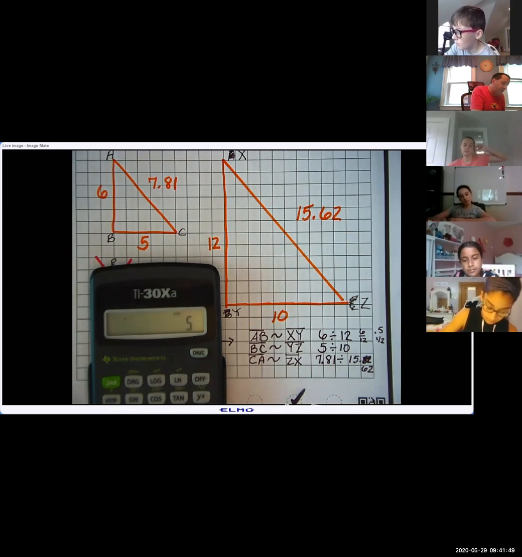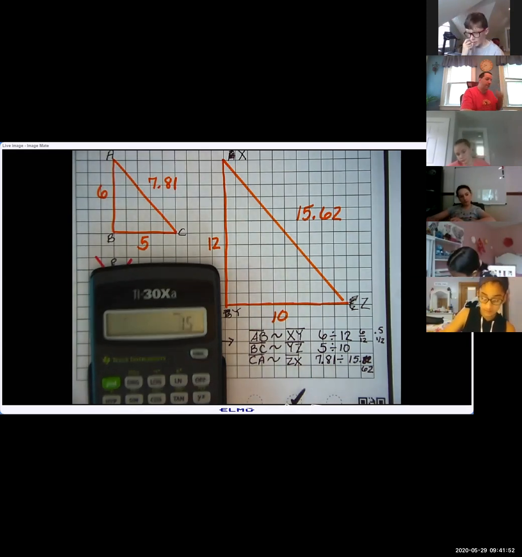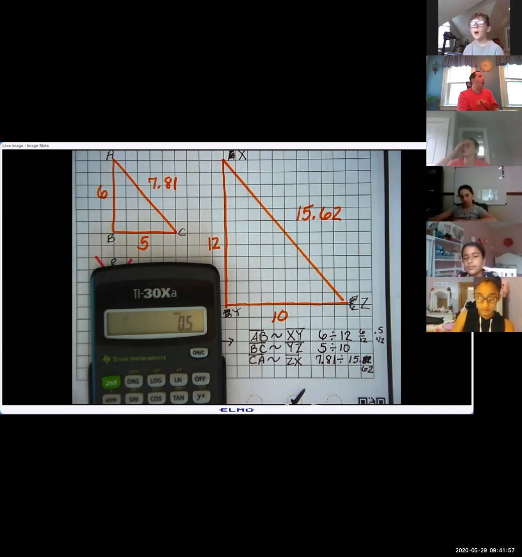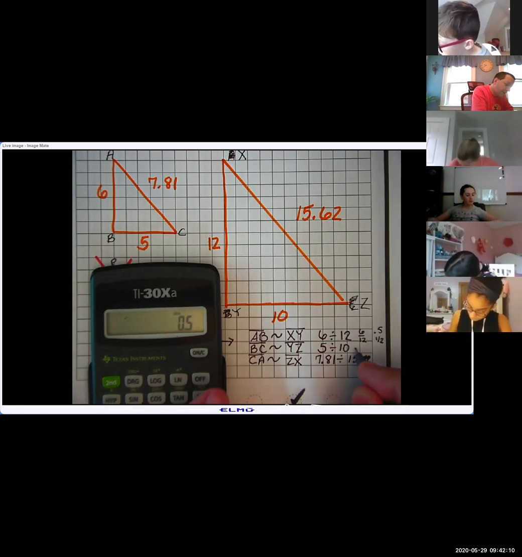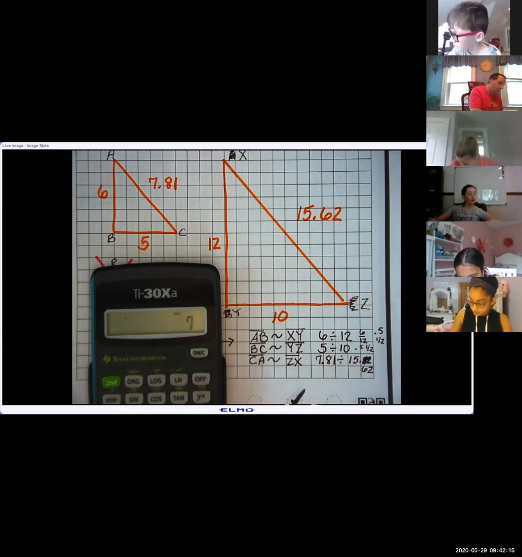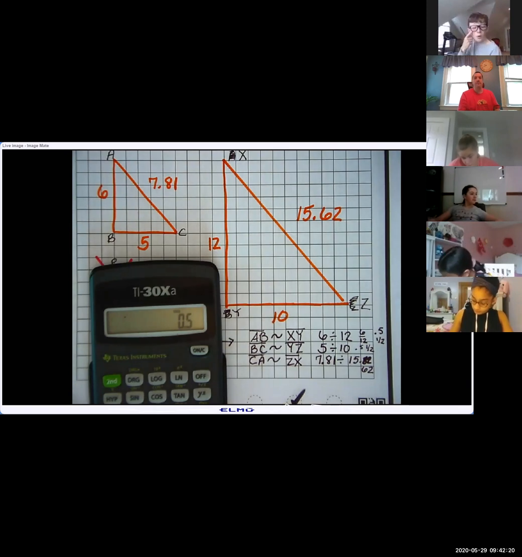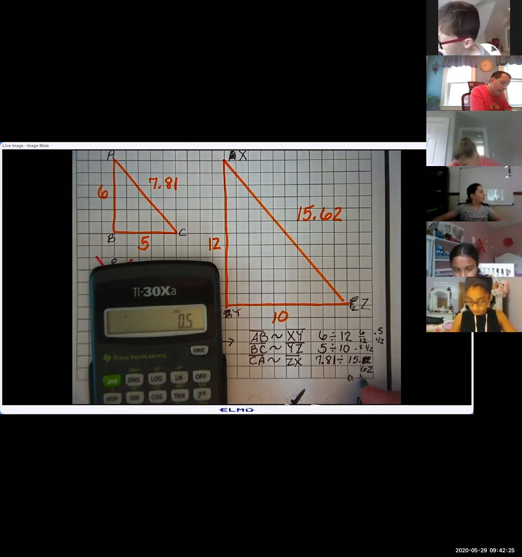What is 5 divided by 10? What's 5/10? 0.5 or 1/2. What is 7.81 divided by 15.62? 0.5 or 1/2.